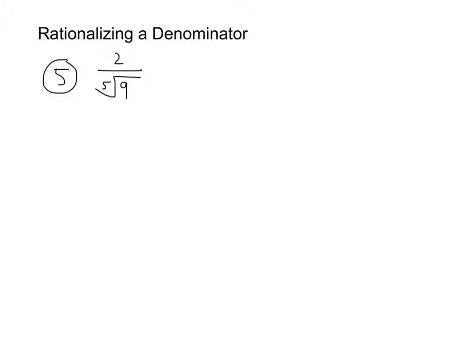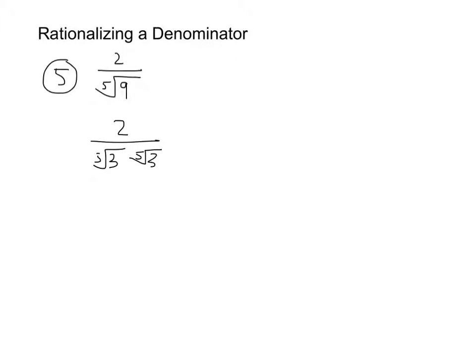Last one. Again, I want you to pause and see if you can figure this one out. All right, let's see if you got it. So first, I'm going to rewrite this. This is the same thing as saying 2 over the 5th root of, well, 9 is 3 times 3, so I'm going to rewrite it as the 5th root of 3 times the 5th root of 3.